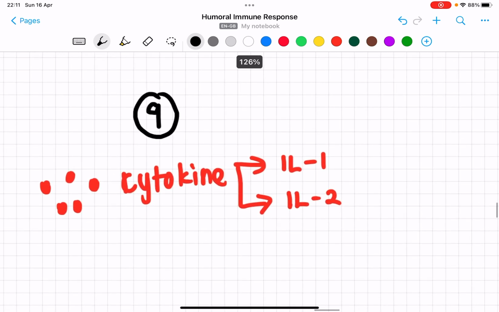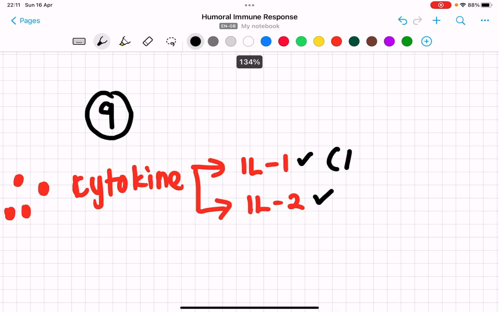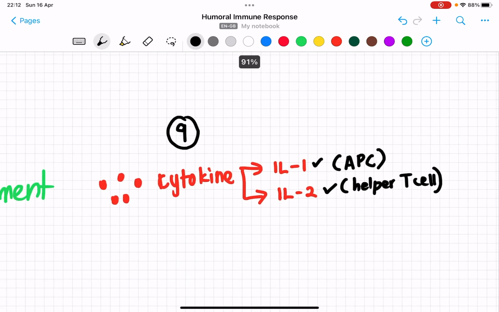There are two types of cytokine, interleukin 1 and interleukin 2. Cytokine is a molecule made up of protein. Interleukin 1 is released by the antigen presenting cell. Interleukin 2 will be secreted by the helper T cell. So cytokine is like a signaling molecule that helps the immune response to happen.